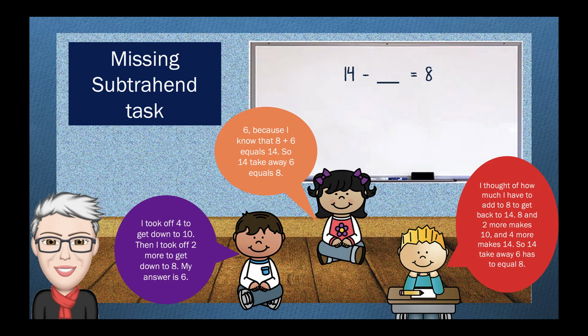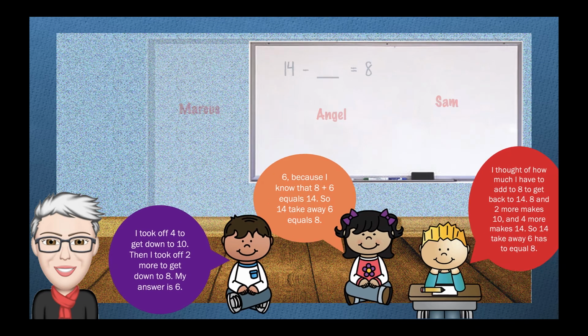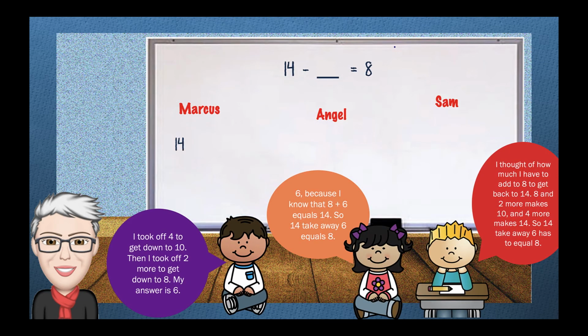Marcus used a grouping down solution. He took off 4 to get down to 10, and then took off 2 more to get down to 8. His solution is easy to record using these 2 number sentences. The teacher can choose to draw a loop around the 4 and the 2 to emphasize that these comprise the 6 he took away. Angel's solution is based on her understanding of the inverse nature of addition and subtraction. This pair of number sentences can be used to easily record her solution.